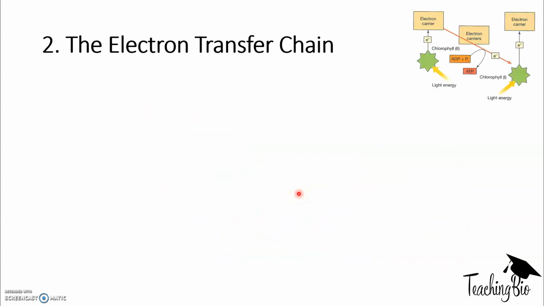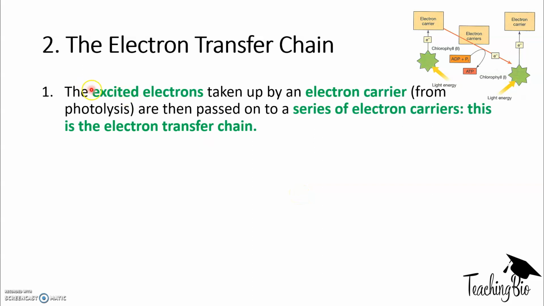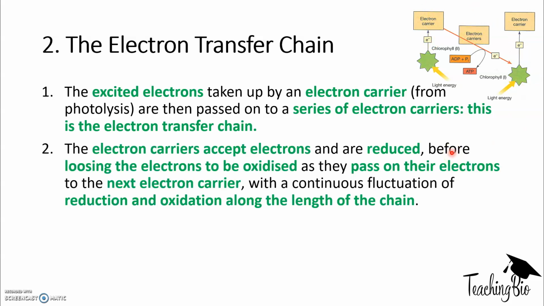Then we have the electron transport chain, or transfer chain. The excited electrons that were taken up by the electron carrier are then passed on to many more electron carriers, and that's the electron transfer chain. The electron carriers accept electrons and are reduced before losing electrons to be oxidized, and then they pass along. So there's a series of oxidation reduction reactions.